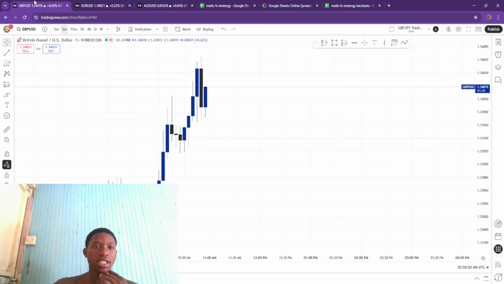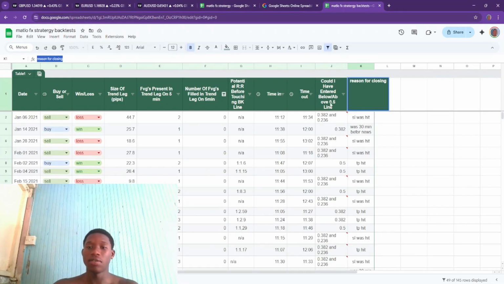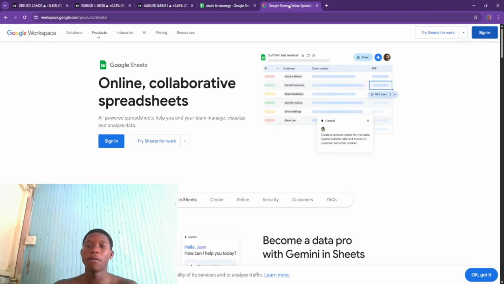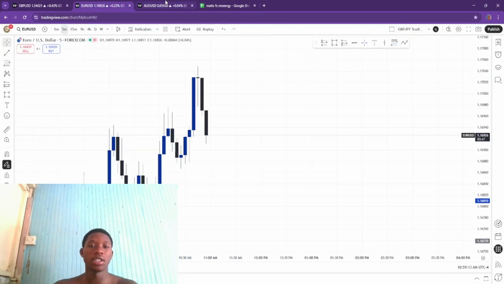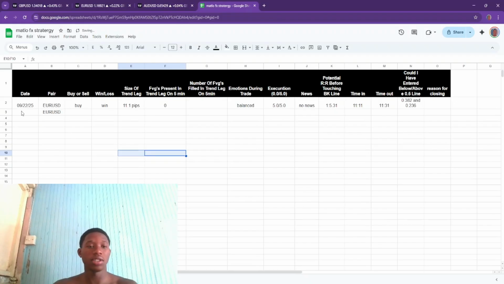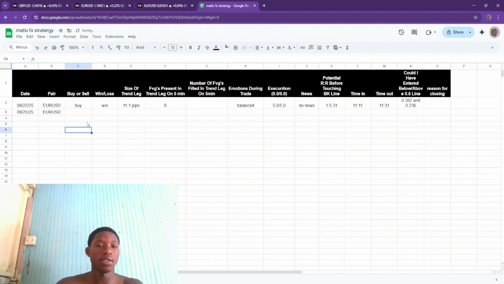Yesterday we took a trade on Euro USD. We've been taking trades on Euro USD. I think that's all. Could I have entered lower, 11.11 pips win, buy Euro USD. So that's all we could have possibly gotten. We'll fill out the rest of the details. We know we took a trade on Euro USD yesterday. Yesterday was the 25th, so 09 25 25.